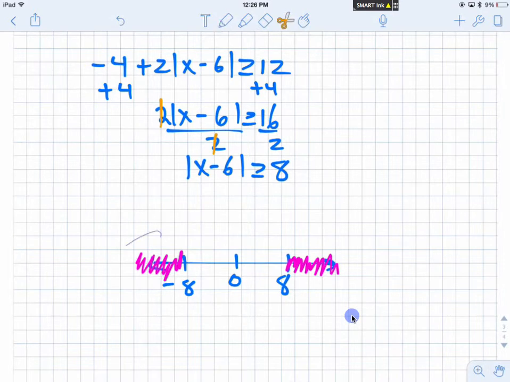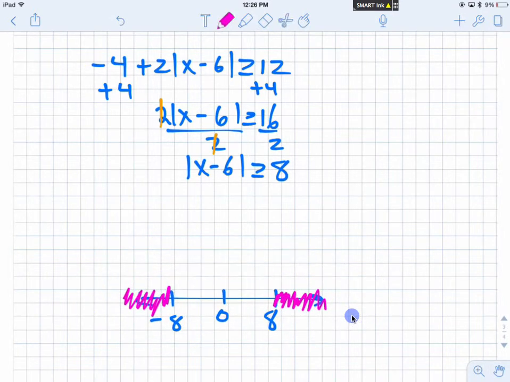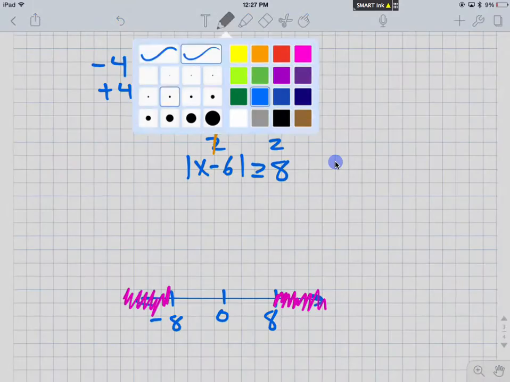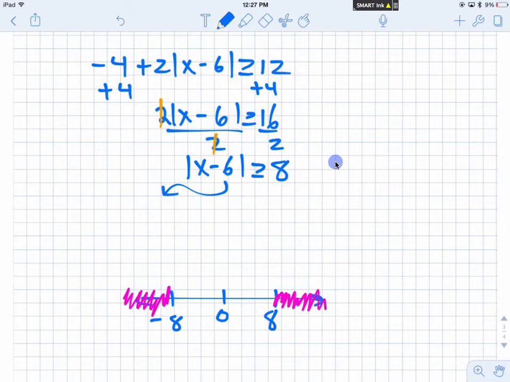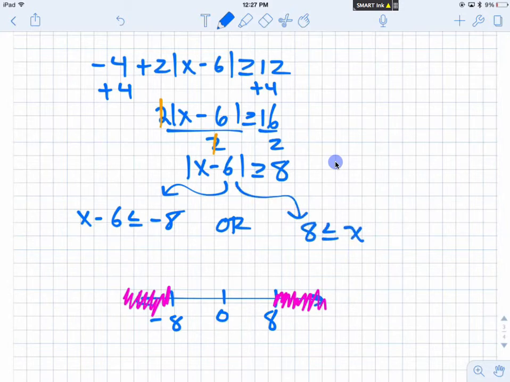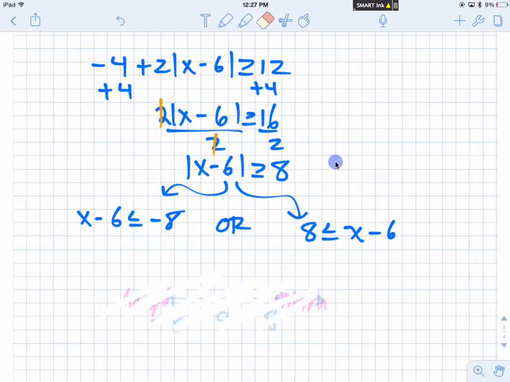And so let's rewrite this absolute value inequality as a compound inequality that it implies, namely that x minus 6 could be less than or equal to negative 8, or it could be the case that 8 is less than or equal to x minus 6. And now we've got two pretty easy inequalities to solve, and let's go ahead and do it. So plus 6, plus 6.